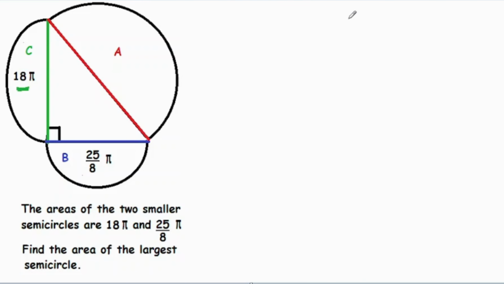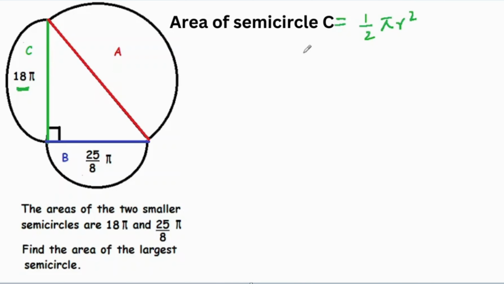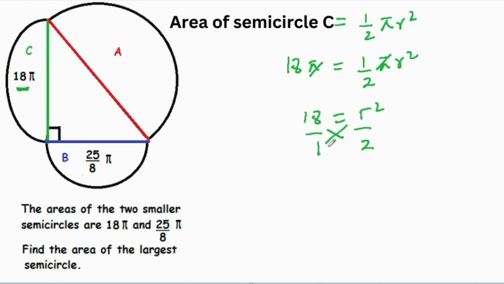Now, we're given the area of semicircle C to be 18 pi. So let's recall the area of a semicircle once again, and that is half pi r squared. Alright, so we're given the area of semicircle C to be 18 pi. So let's look for the radius. Pi, we cancel pi. I'm going to have 18 is equals to 1 times r squared, that is r squared divided by 2. So here is divided by 1, you cross multiply. 1 times r squared, that is r squared, and 18 times 2, and that is going to give us 36.